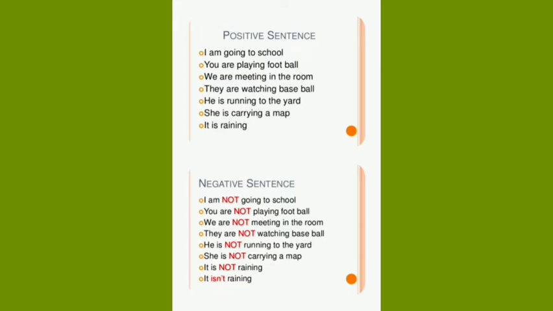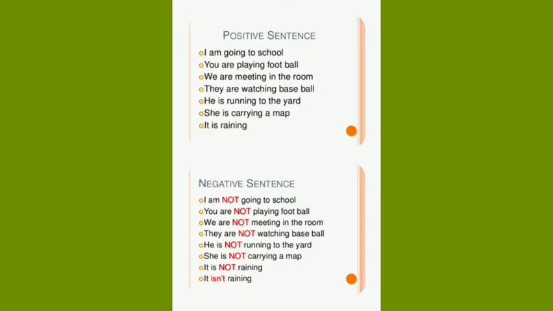So now we need to learn how to convert positive sentences into negative ones and negative sentences into positive ones. I am going to school. Its negative will be I am not going to school. You are playing football. Its negative will be you are not playing football. So you can see that simply by adding not after the be verb you can make it negative.